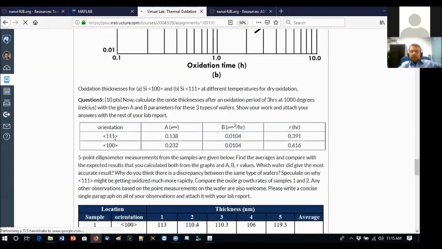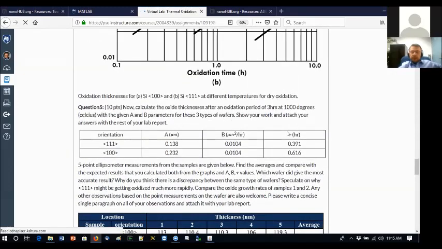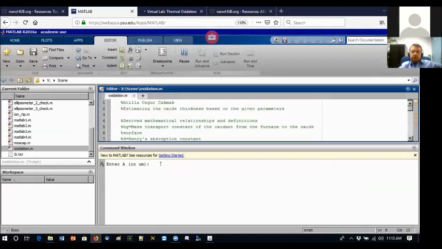These are the A, B, and tau parameters. These are the critical parameters that I will enter. They all come from the Deal-Grove model. So what parameters are we going to use? We're going to use these three parameters, 0.23 and goes on like that.